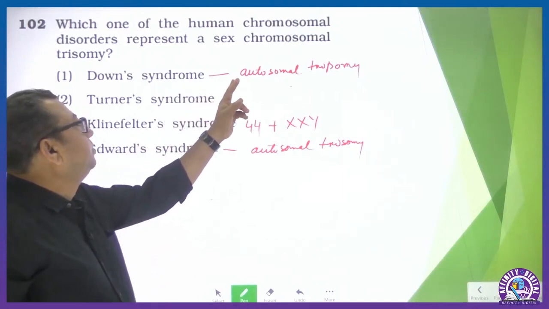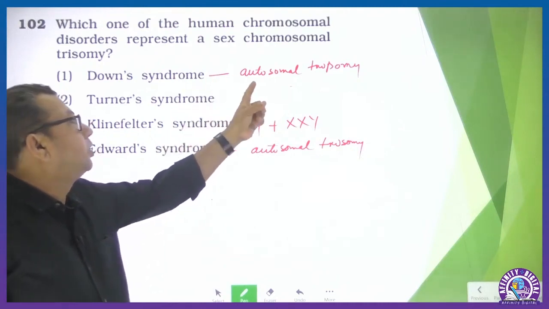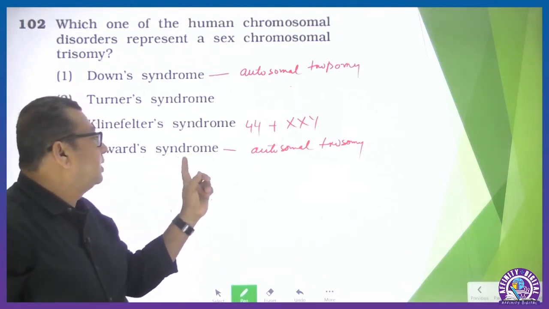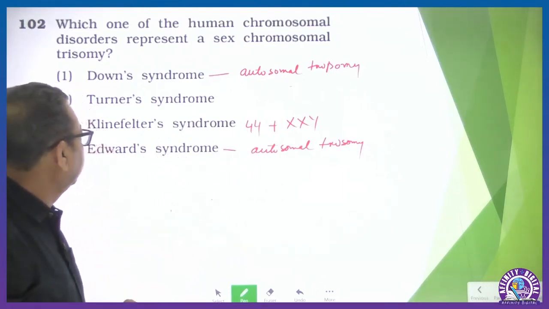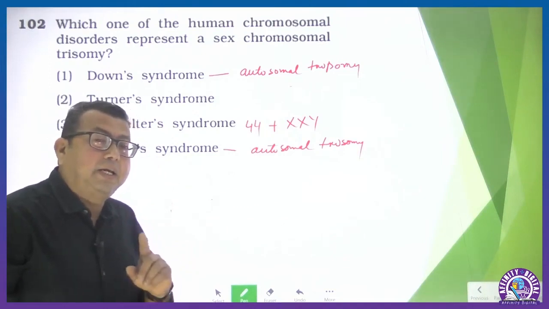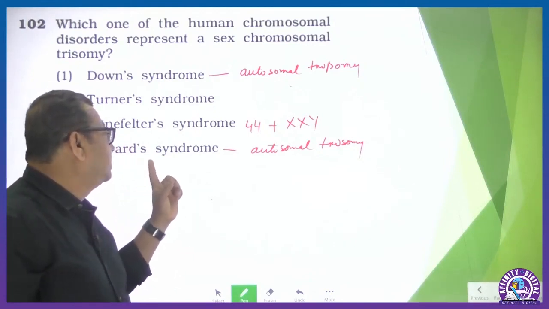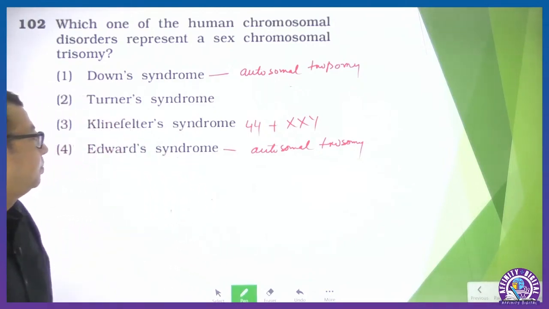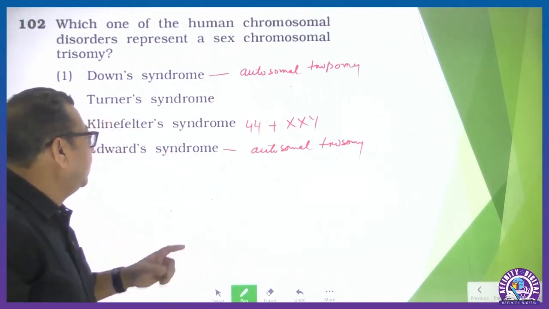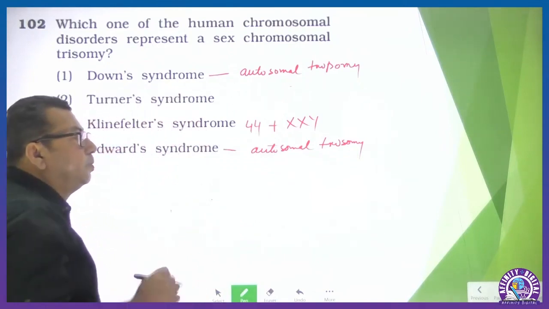Down syndrome is due to the presence of an extra copy of human chromosome number 21. Isliye Down syndrome ka ek dusra naam hai 21 trisomy. Edwards syndrome is another trisomy of a particular autosome called human chromosome number 18. Human chromosome number 18 is an autosome. So people with Edwards syndrome have an extra copy of chromosome number 18, that means 3 copies of chromosome number 18. That is why it represents an autosomal trisomy, of chromosome number 18.